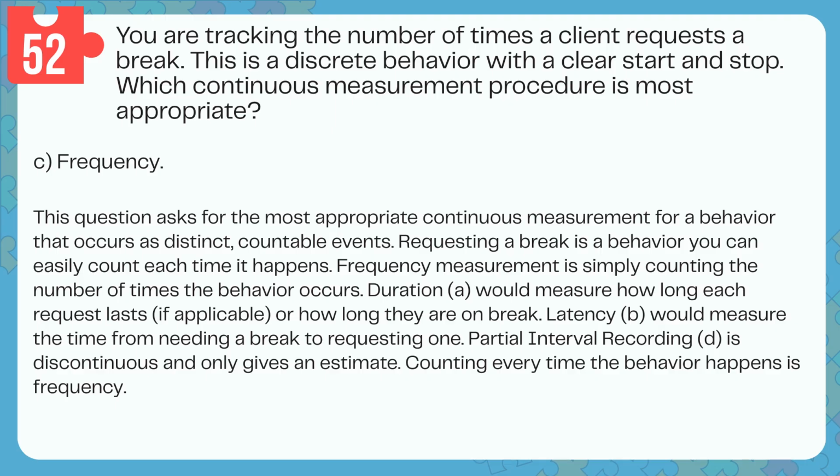Duration, A, would measure how long each request lasts, if applicable, or how long they are on break. Latency, B, would measure the time from needing a break to requesting one. Partial interval recording, D, is discontinuous and only gives an estimate. Counting every time the behavior happens is frequency.